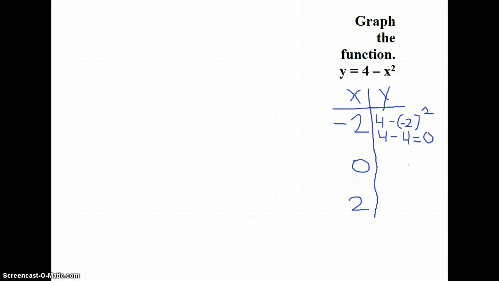Next, replace x with 0. So we have 4 minus 0 squared. And you know 0 squared is still 0. And 4 minus 0 is equal to 4. Third value, replace x with 2, where you see an x. 2 squared is 4. And then 4 minus 4 will give you 0 again.